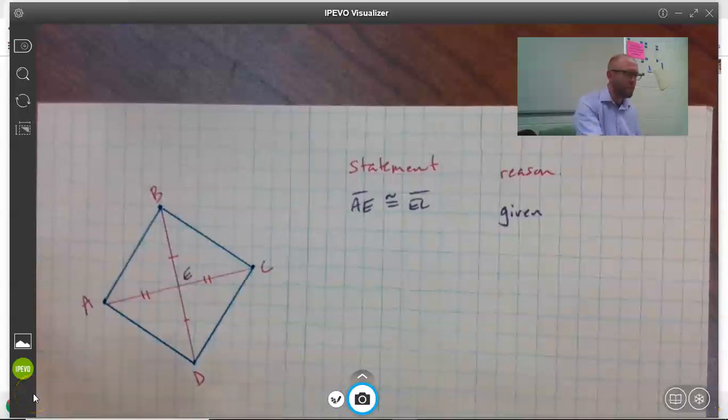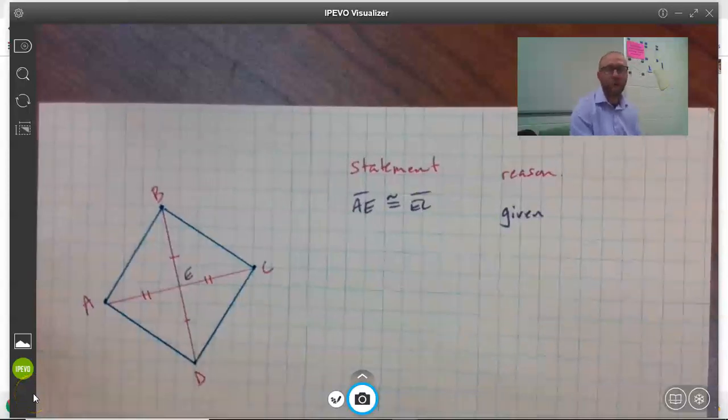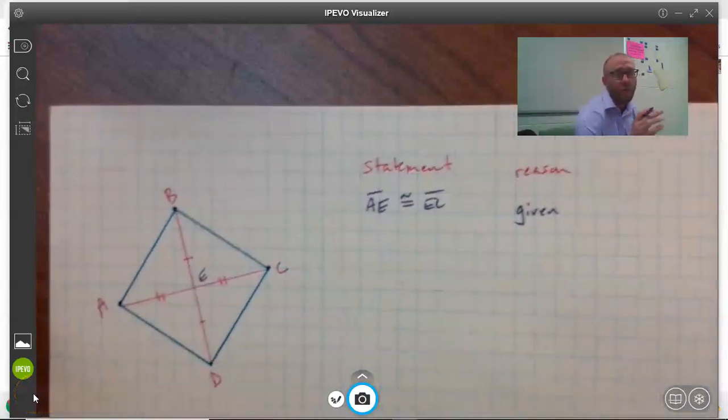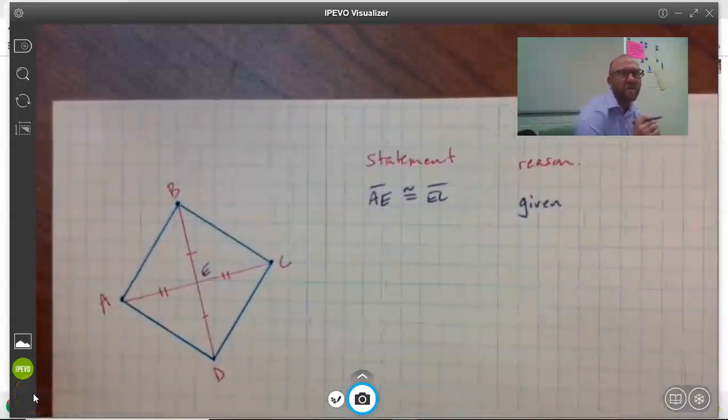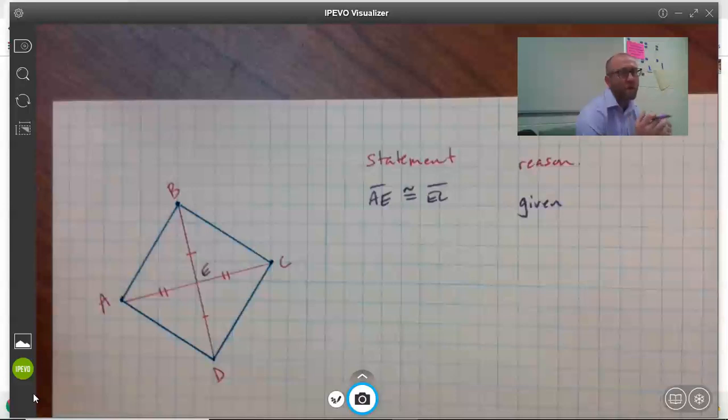All right, today we're going to prove that if the diagonals of a quadrilateral bisect each other, then opposite sides, or the other word for that would be non-adjacent sides, of the quadrilateral are congruent. So first of all, what do we mean by that?